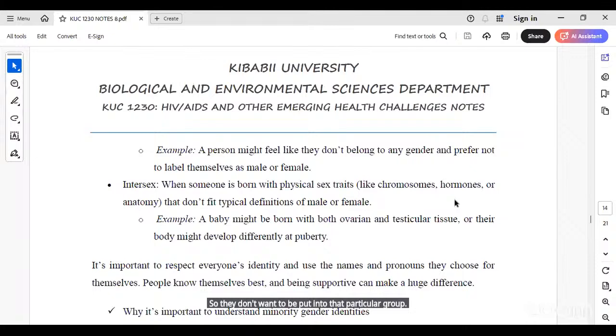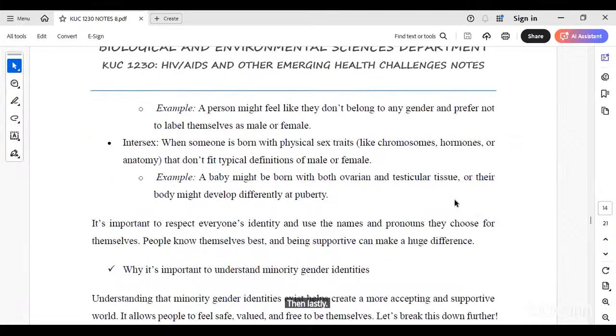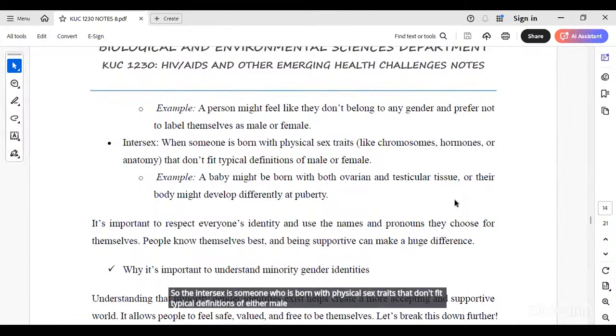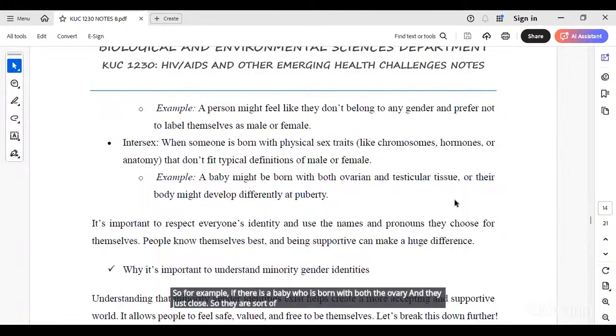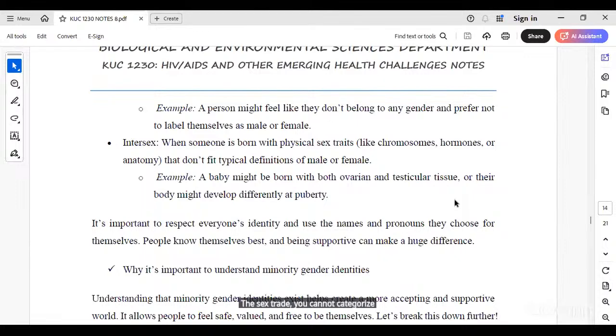Then lastly, the intersex. So the intersex is someone who is born with physical sex traits that don't fit typical definitions of either male or female. Okay. So for example, if there is a baby who is born with both the ovary and the testicles, so they are sort of in between, so they are intersex. So when you look at the physical traits, the sex traits, you cannot categorize them at birth. Kwamba huyu ni mwanaume ama huyu ni mwanamke. So that is an intersex.